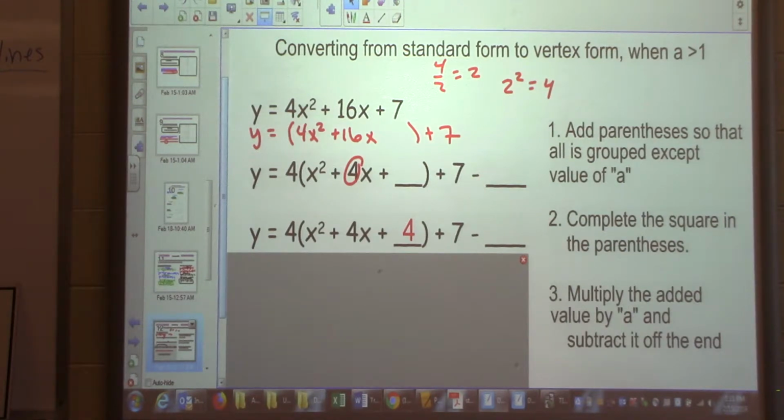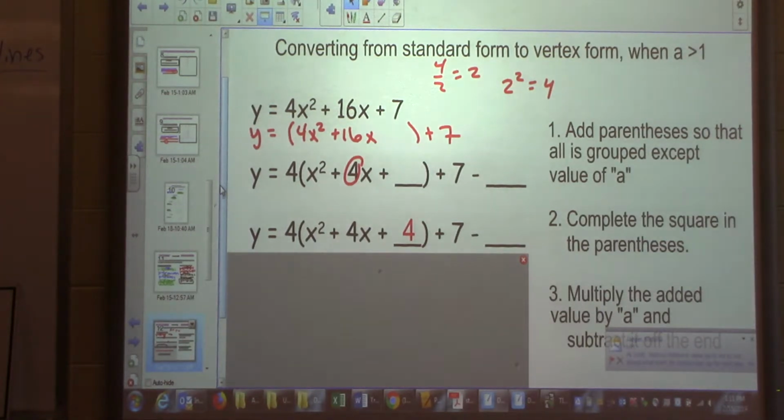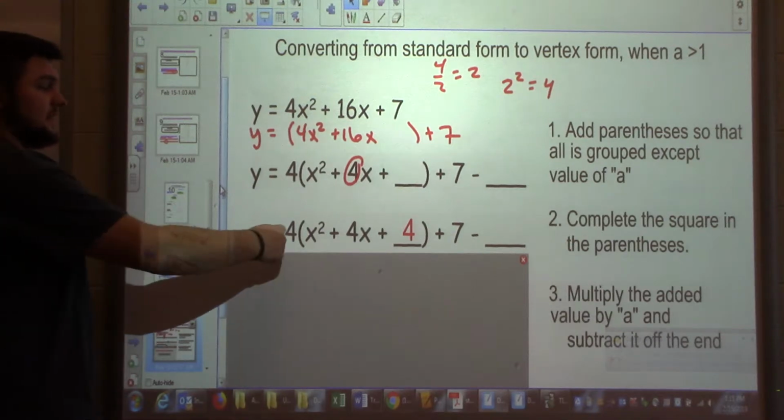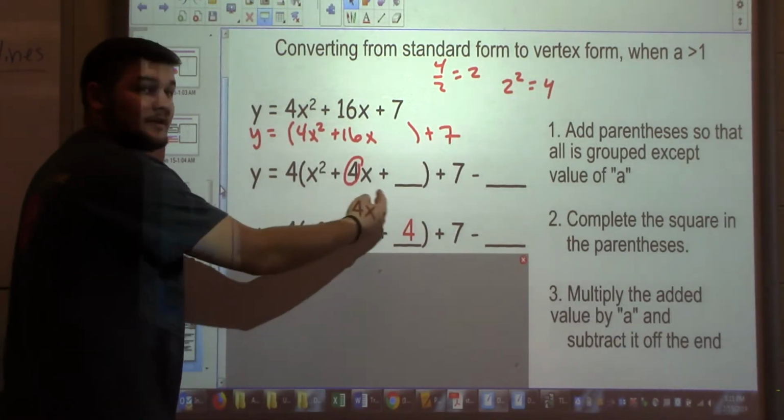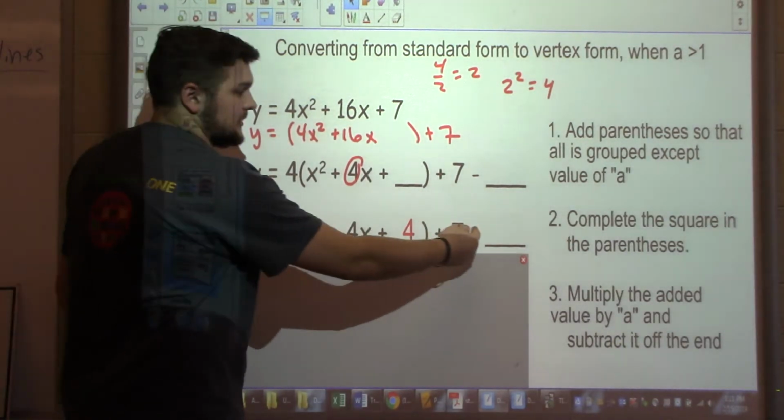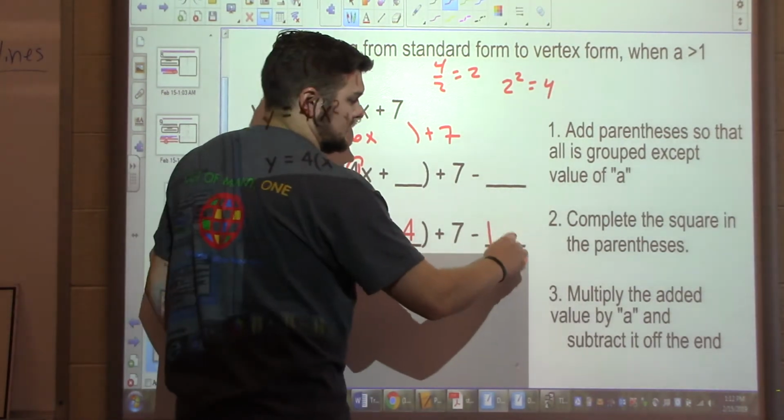But hold on. You cannot just subtract 4. Am I going too fast? Are we good? Okay. You cannot just subtract 4. Why can I not subtract 4? Because you have to distribute the other 4. Because if I distributed this, it'd be what? 16. So I'm going to subtract 16 off the outside.